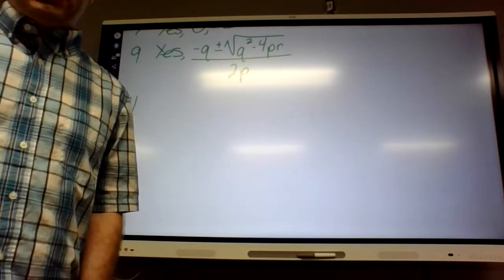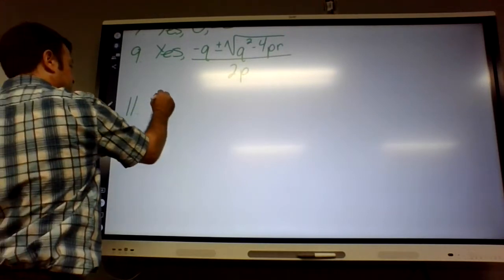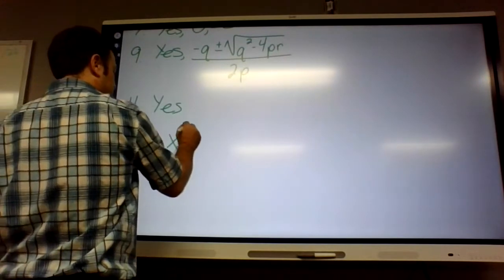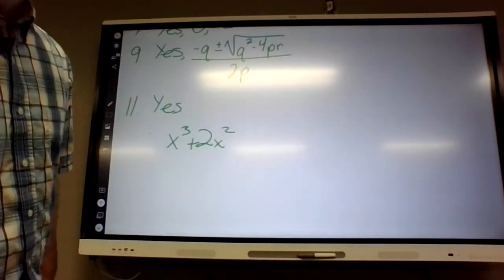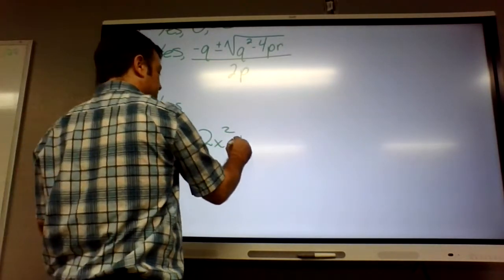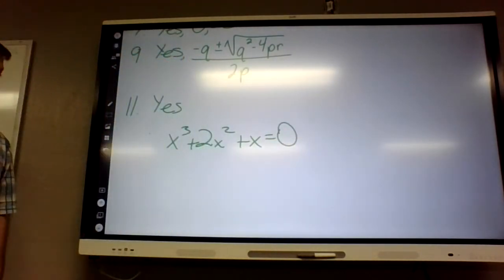Number 11 looks more like number 7. So it's x cubed plus 2x squared plus x. Finding the 0 of the function, so we set it equal to 0. How do I solve that for x?